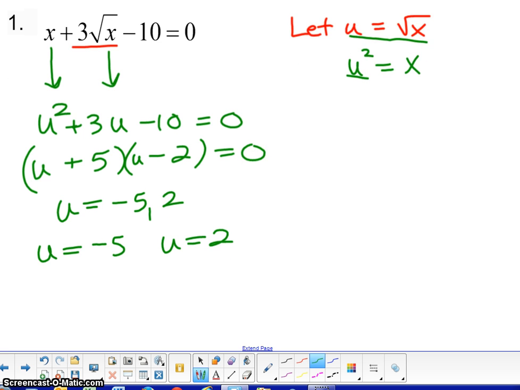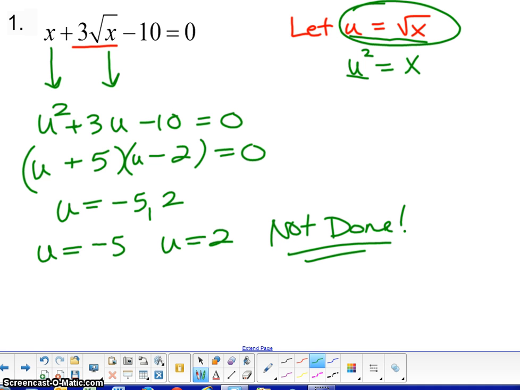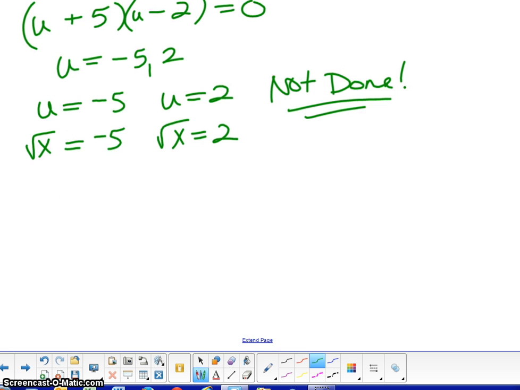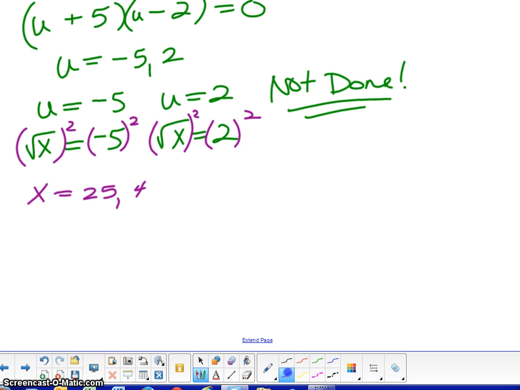Okay, so think about this. The directions say to solve for x. Now, when we are at this step, we are not done. We have to do one more thing. And because we are solving for x, we are going to replace what we know to be true. U equals square root of x. So I'm bringing the square root of x back and setting that equal to negative 5. And I'm going to bring it back in this second one as well. And then it just becomes a solve for x problem, where you're going to square both sides, and you end up with x equaling 25 and x equaling 4.